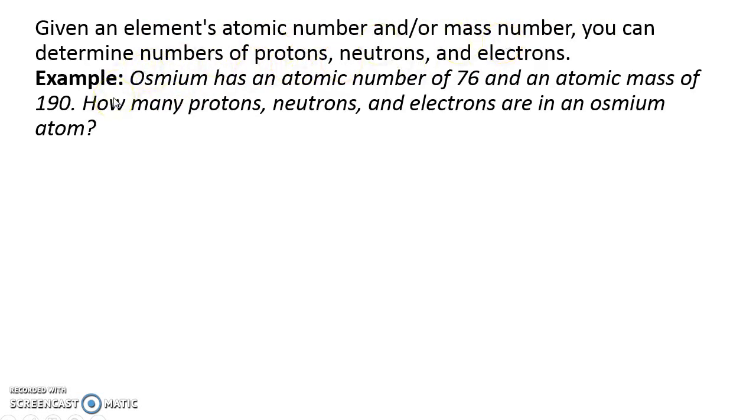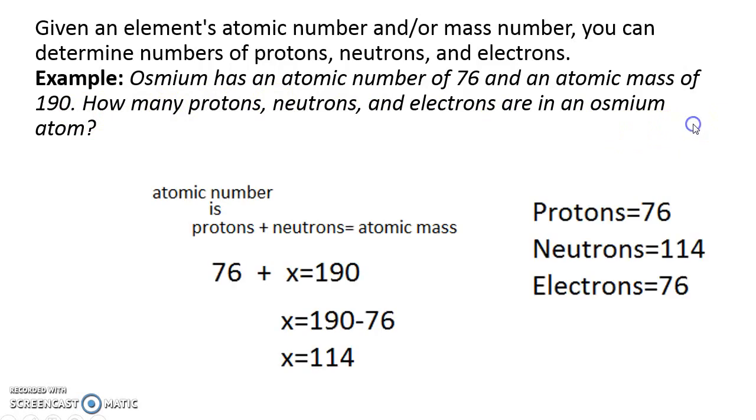So an example of something you might see on the midterm: osmium has an atomic number of 76 and atomic mass of 190. How many protons, neutrons, and electrons are in an osmium atom? Well, the atomic number of 76, that is the number of protons, so that's pretty easy. You could just write in 76 for number of protons. For atomic mass, they give that to you, that's 190. That's not anything that the question's asking for, but you need to use that to get the number of neutrons.